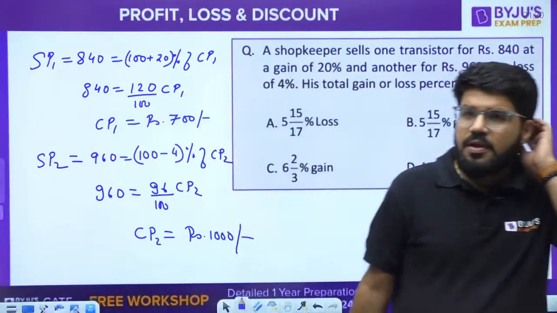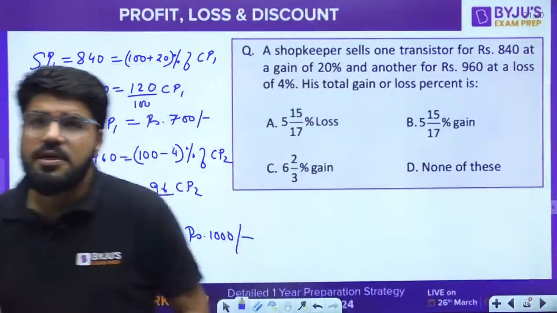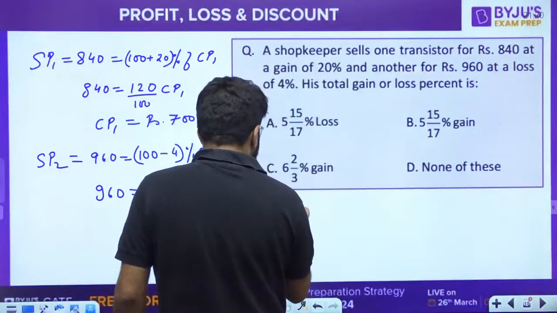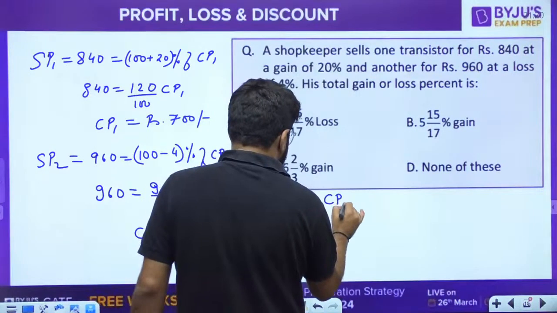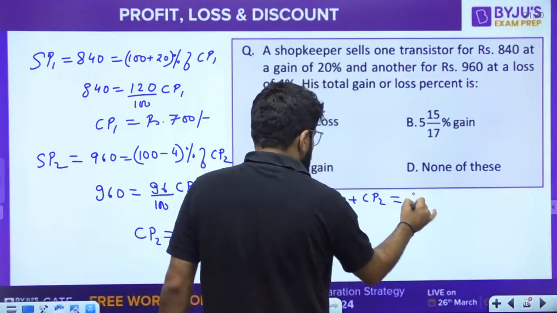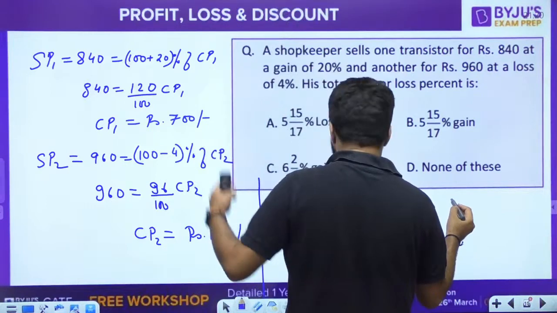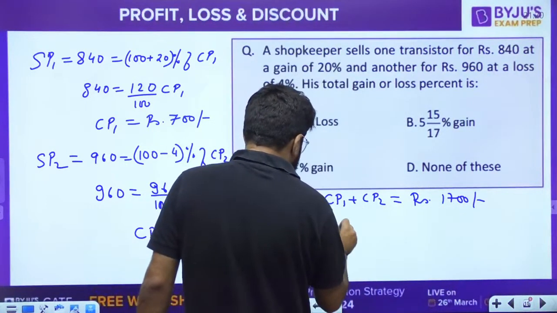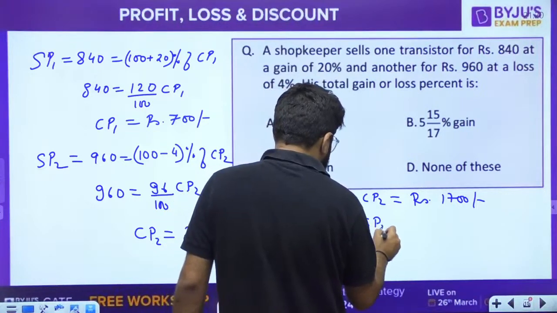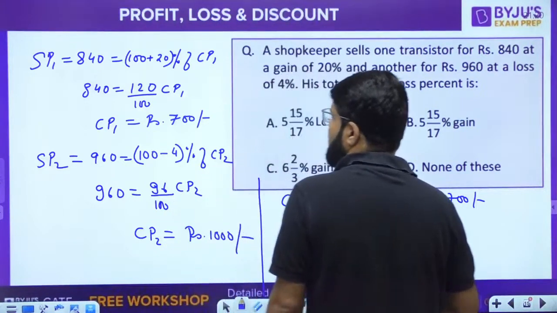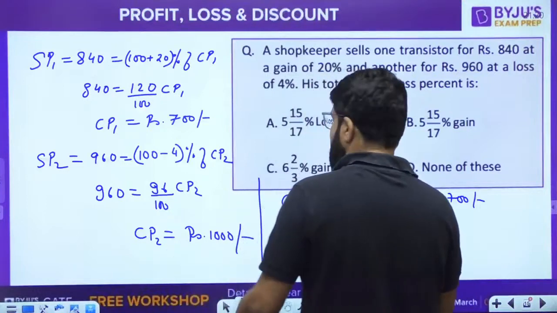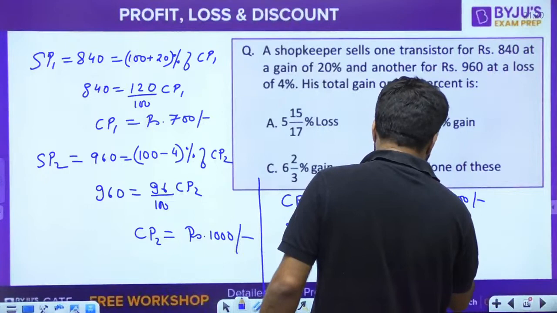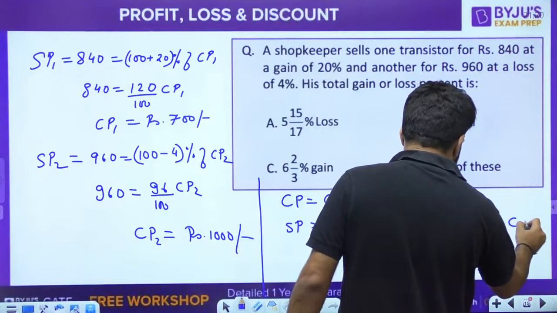A perfect multiple. So that is rupees 700. Now, what is the overall deal? The total CP is CP1 plus CP2, so the total cost price is rupees 1000 plus 700, which is 1700. But what is the total selling price? That is SP1 plus SP2. The value of SP1 is 840, and 840 plus 960 is rupees 1800, which is greater than the cost price.